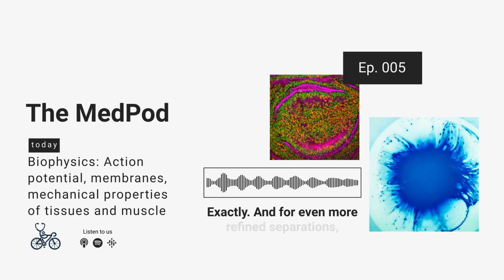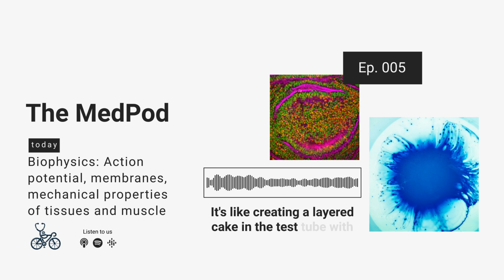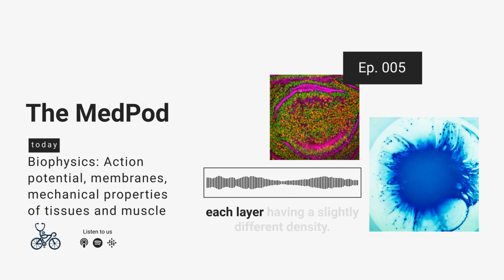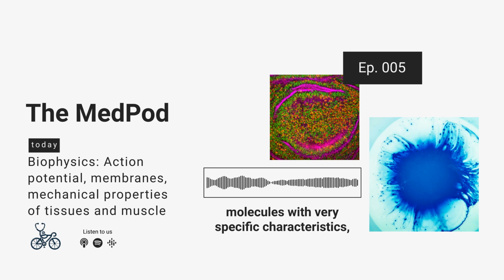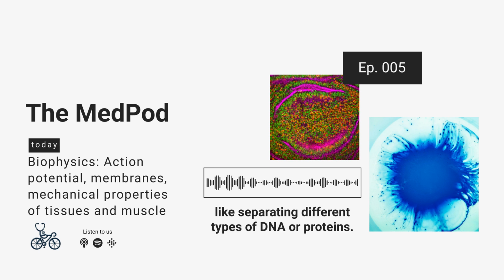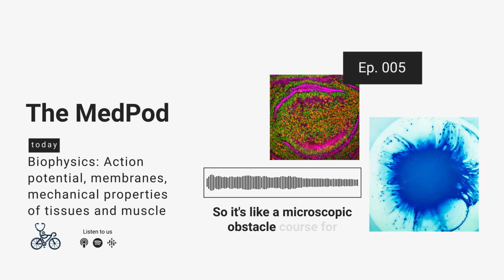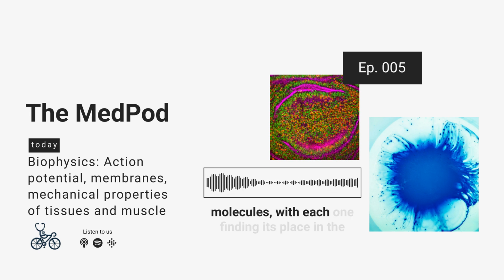Exactly. And for even more refined separation, scientists use something called density gradient centrifugation. It's like creating a layered cake in the test tube, with each layer having a slightly different density. This lets researchers pinpoint and isolate molecules with very specific characteristics, like separating different types of DNA or proteins. So it's like a microscopic obstacle course for molecules, with each one finding its place in the density gradient.